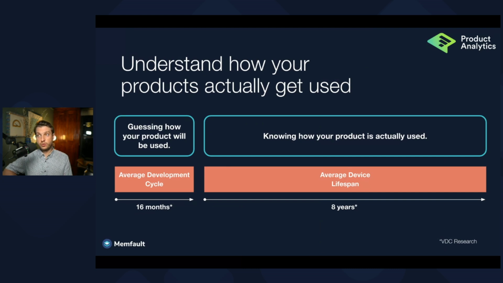The third reason you should care is because no amount of guessing will ever get close to real-world data. We have 16 months to guess how the product will be used. And then over those 8 years, it's used in all kinds of ways, new ways every day. So in order to know how our product is actually used, we need data during those 8 years. We can't just rely on guessing.